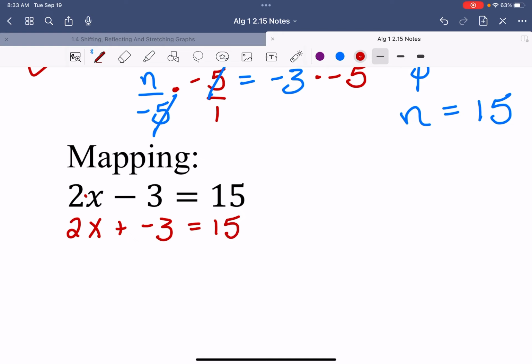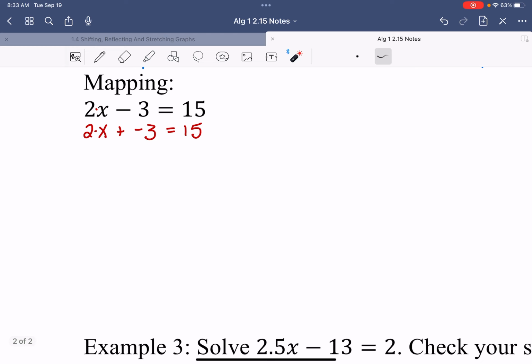I'm going to show you a method called mapping that is really helpful in helping you undo, because I need to undo both of these operations. I need to undo this multiply, which is going to be a division, and I need to undo adding a negative 3, which is going to be adding a positive 3. But a very common mistake is knowing which order to do it in. So mapping is very helpful for that. So what mapping looks like. I start here, it's just basically these bubbles.